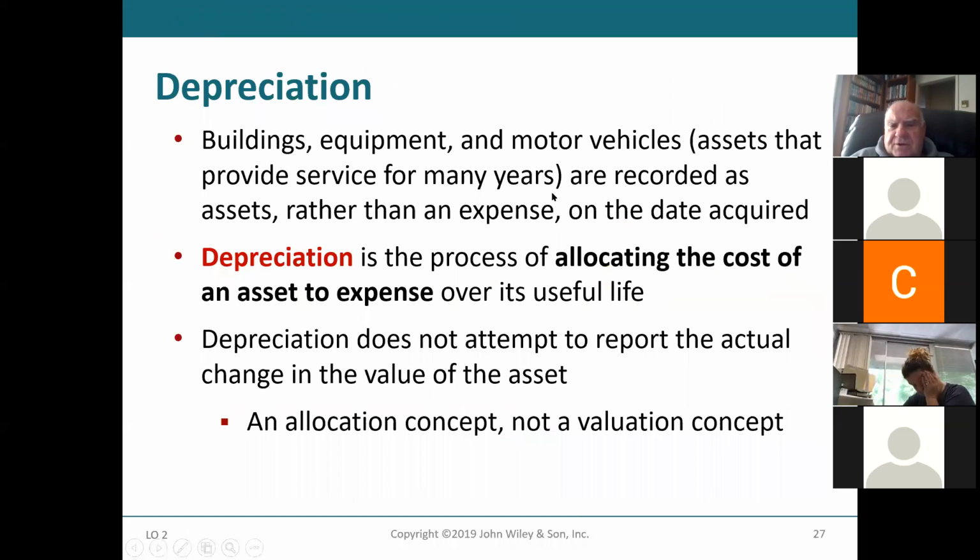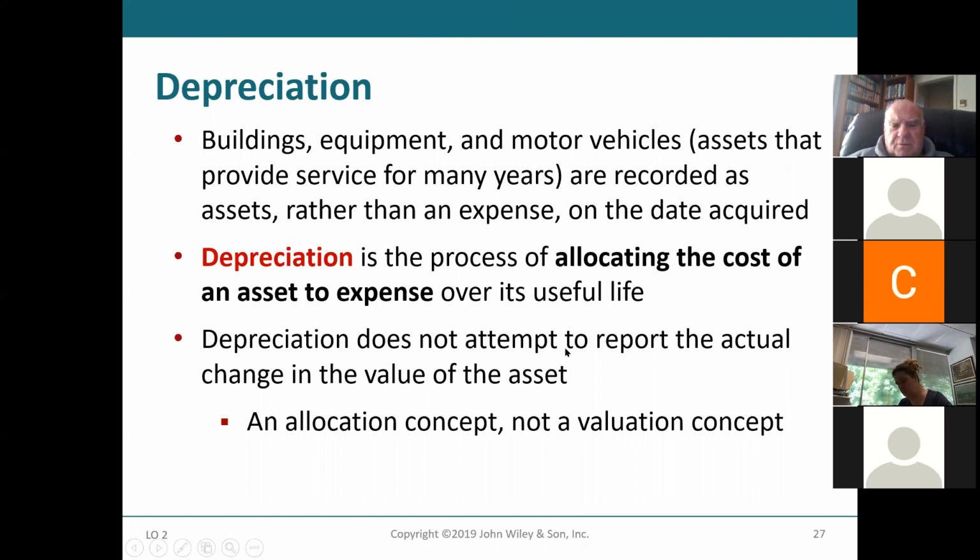Let's talk about another one. This is an easier one, I think. Depreciation. Buildings, equipment, motor vehicles, the big ticket items that last a year are recorded as assets. They're going to give us benefits for many, many years, hopefully. Depreciation expense is the process of allocating the cost of the asset as an expense over its useful life. In other words, we buy a machine for $12,000 and we're going to depreciate it for 10 years. That's $1,200 per year depreciation, or $100 a month.